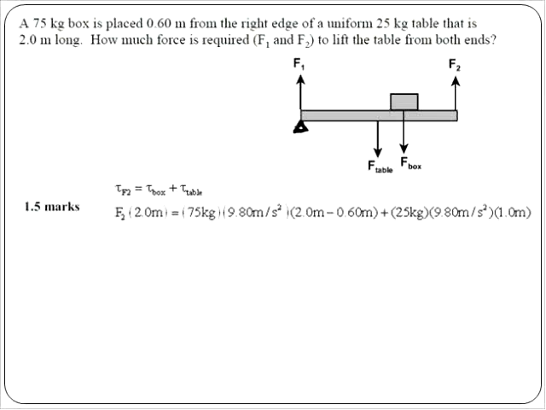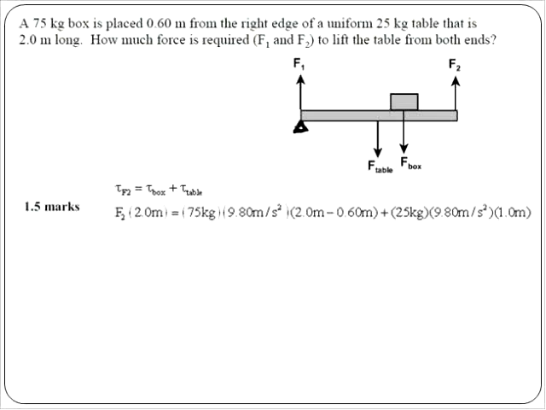F2 times 2, or 2 times F2, whichever way you want to look at it. That's our F. Okay, then we've got 75 times 9.80. That's the mass of the box times 9.80, which is gravity. And then we've got 2 take away 0.6. And the reason we do that is because the beam is 2 meters long, and the box is 0.6 meters from the end. So that's 1.4 meters. And that's where all the measurements come from. The 1.0 meters is because that's the center of the table.